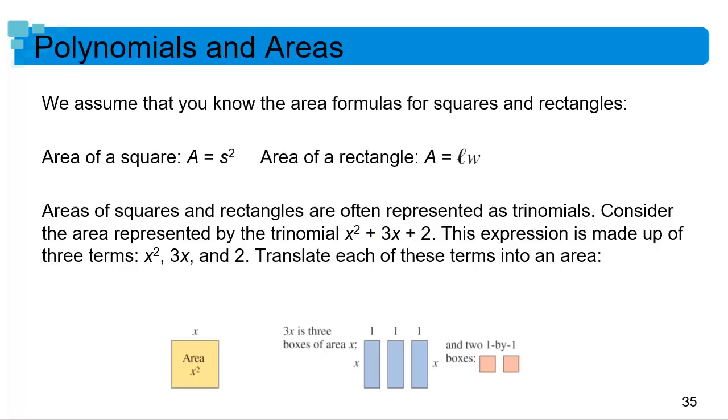Okay, another way to think about polynomials is to look at areas. We know that the area of a square is s squared, and the area of a rectangle is length times width. So we can oftentimes represent the area of squares and rectangles by trinomials. If we think of this basic trinomial, x squared plus 3x plus 2, we can look at each of those terms. Here's an area of x by x. Here's an area of x by 1, x by 1, x by 1. So there's 3x, right? If you put them all together, it'd be x by 3. And then 1 by 1 and 1 by 1, you put that together, that's 2 by 1. That's an area of 2.